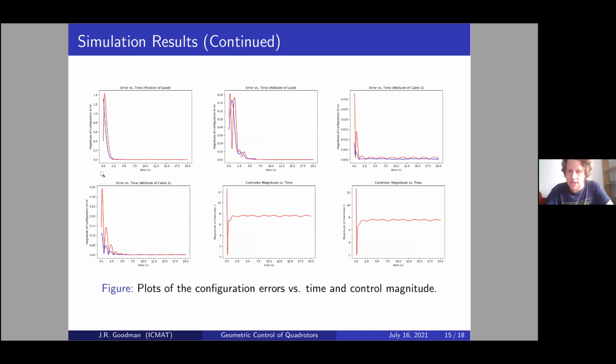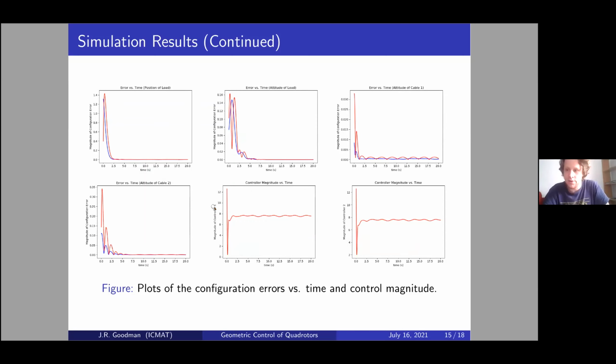And if we look at the plots of the errors, we see that for the load position and attitude, we have very quick convergence to 0, both for the position in, I believe, blue and the velocity in red. And we also have similar convergence to 0 for the cable attitudes, maybe with some small oscillations around 0. And similarly for the controller magnitude, we have a rather quick spike, but then we settle to a steady state solution. And this is indicative of the fact that maybe we chose our gains too large here.